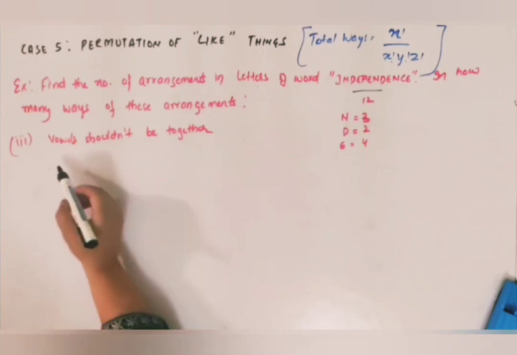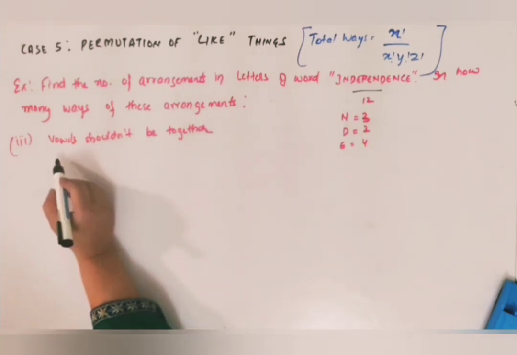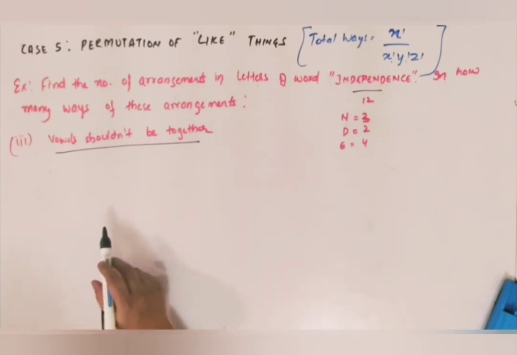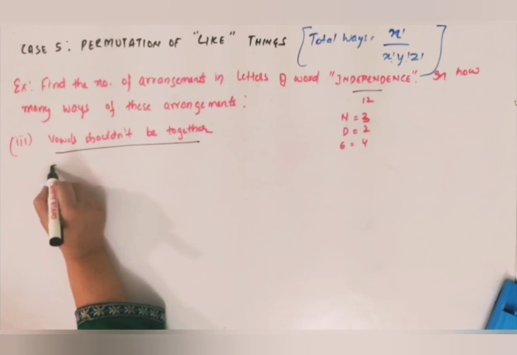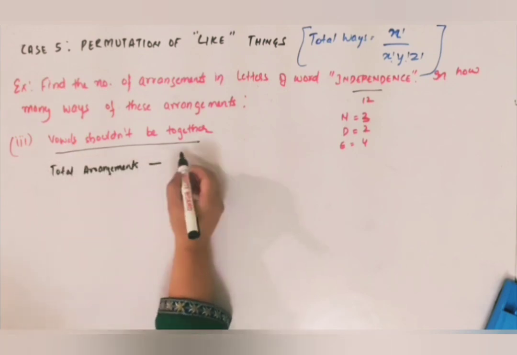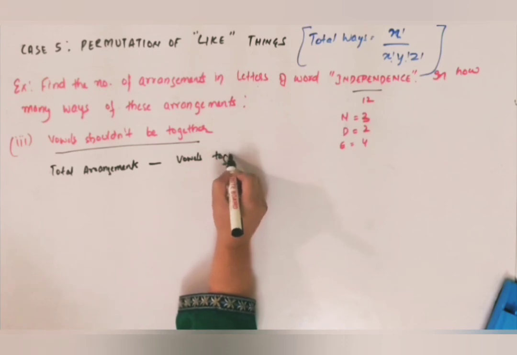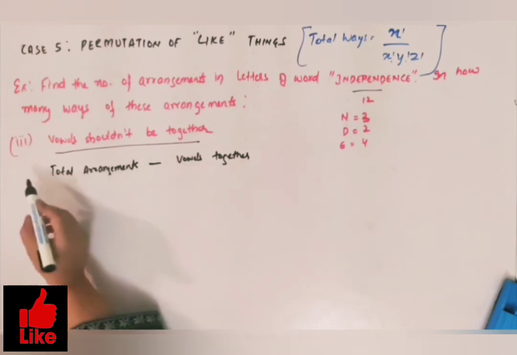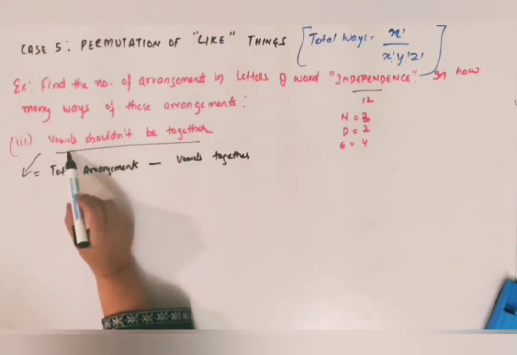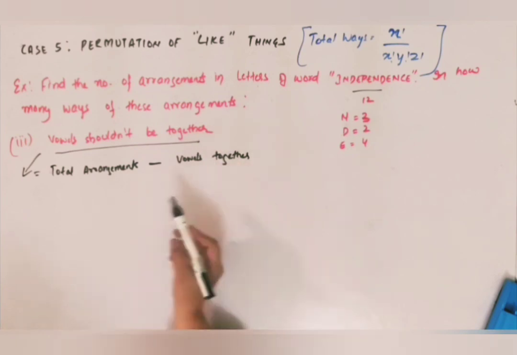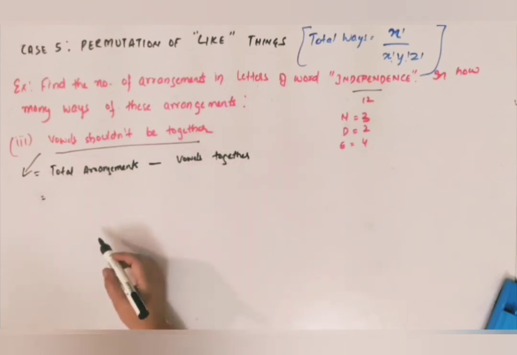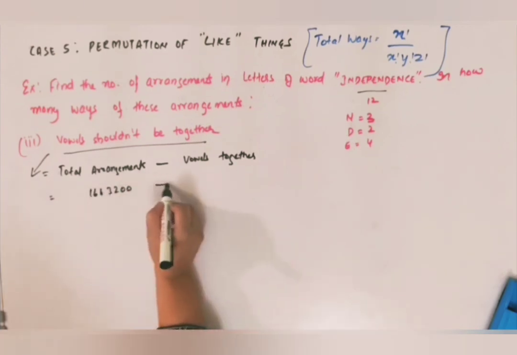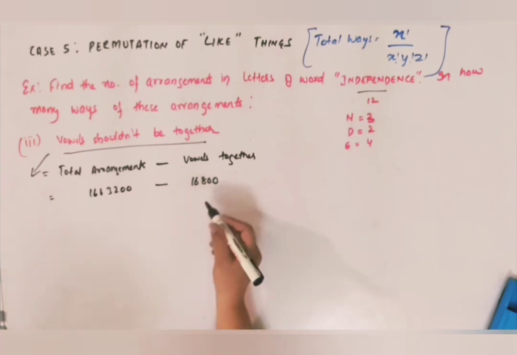Let's take the third part of the sum, which tells you to find the number of arrangements with vowels not being together. So in this case, vowels shouldn't be together. In the earlier case, vowels had to be together. So what is step 1? We have to find total arrangements minus vowels together, right? When you take the total arrangements and subtract vowels together, you will get the number of arrangements where vowels are not together. So we know we got the total arrangements in the first step, right? What was the total arrangements we got? 166,3200. And vowels together we got 16,800.